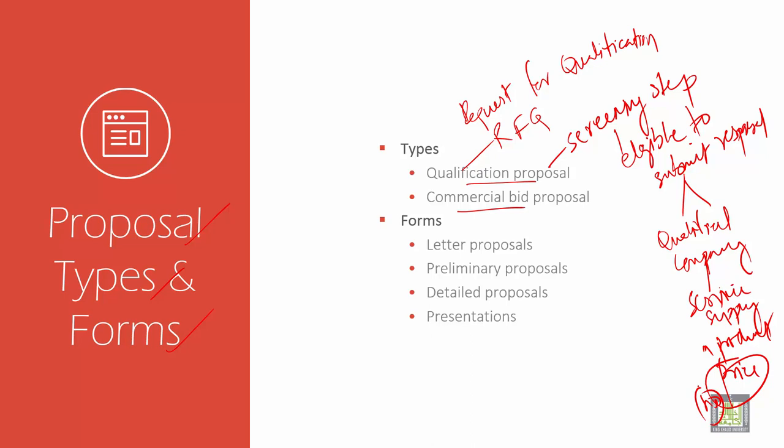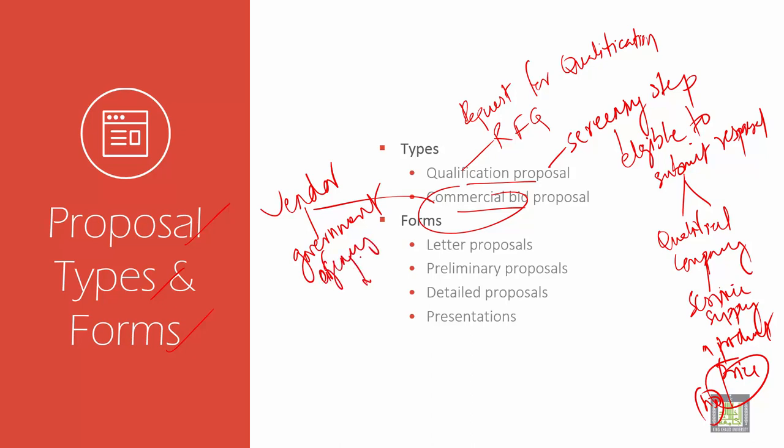Okay. Then commercial bid proposal. It talks about how the vendor submits a proposal to a government agency to offer a product or service for a particular job. So the vendor submits a proposal to the government agency to offer them the product or service. It's very, very important.